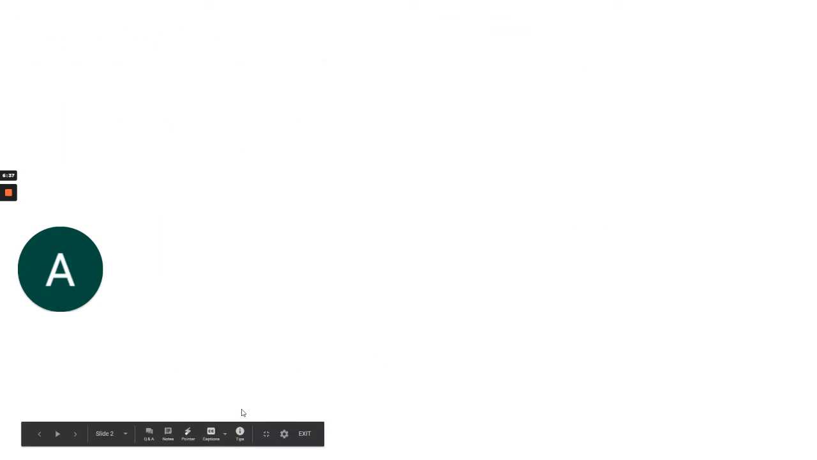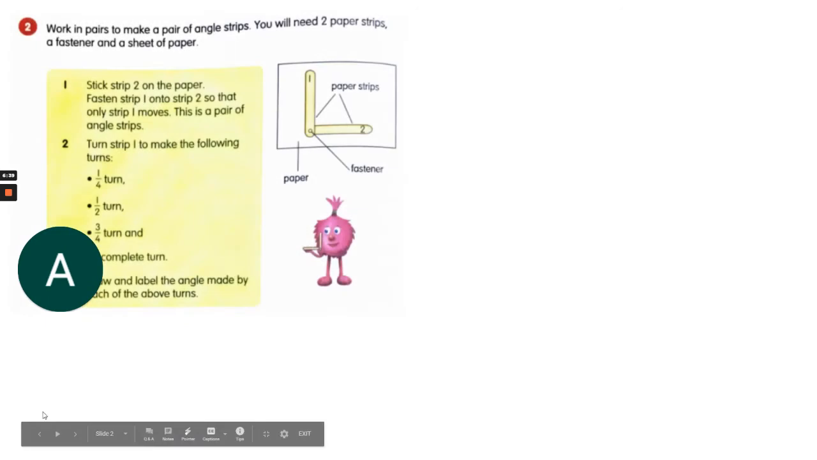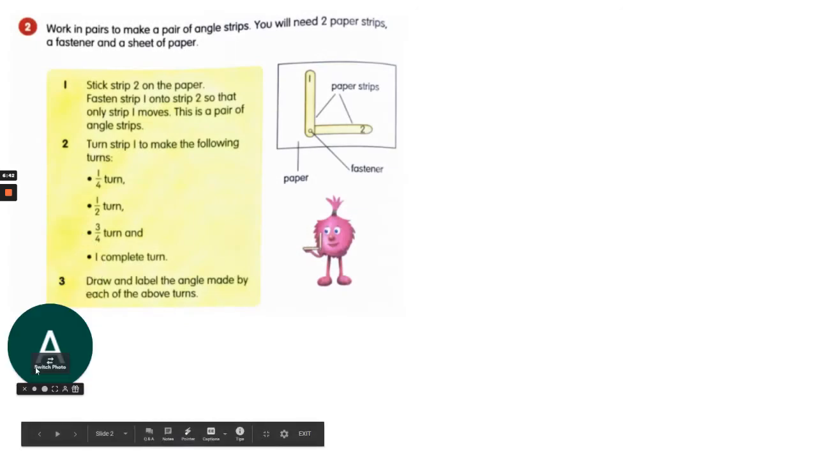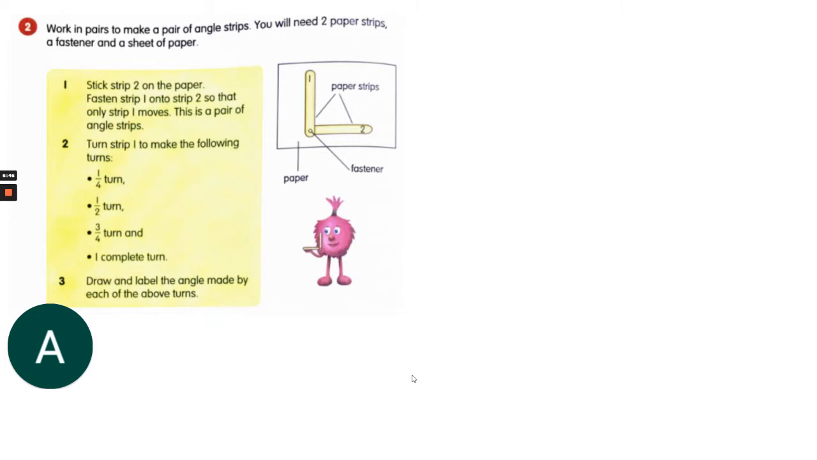Okay, so in class what we probably would have done with this is make our own angle strip. You may not have all of the equipment to do that. For example, a split pin or fastener is what they suggest to use.